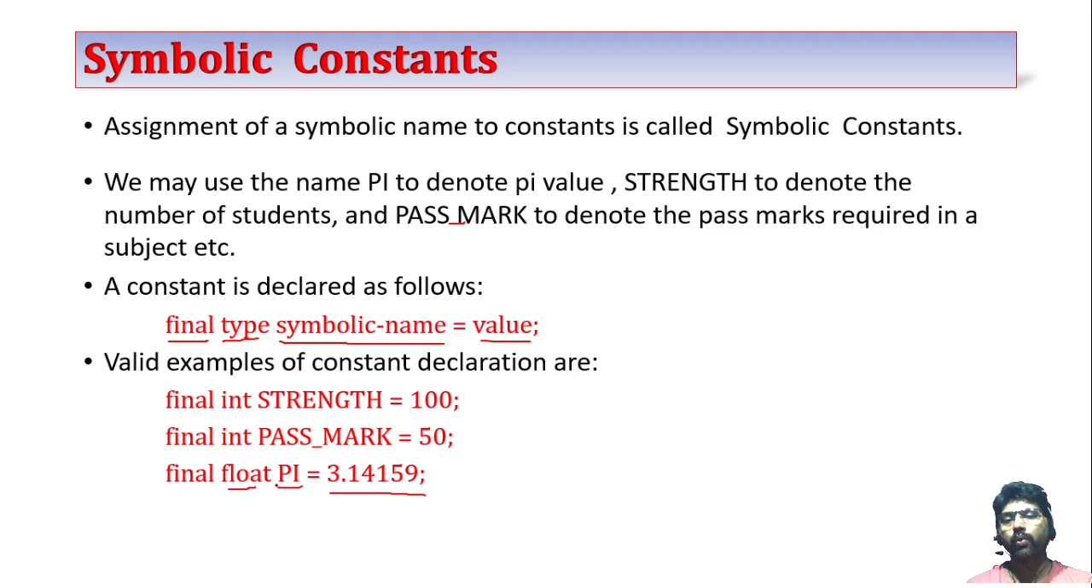And it's easy for the programmer to understand that PI is nothing but the pi value, 3.14159. Such a concept is called symbolic constants.